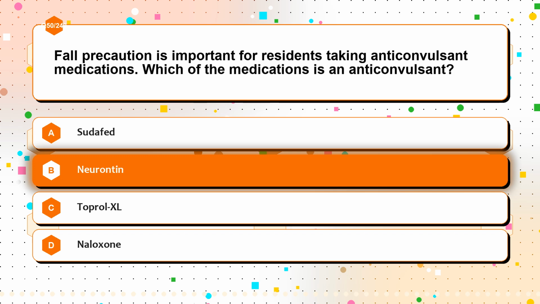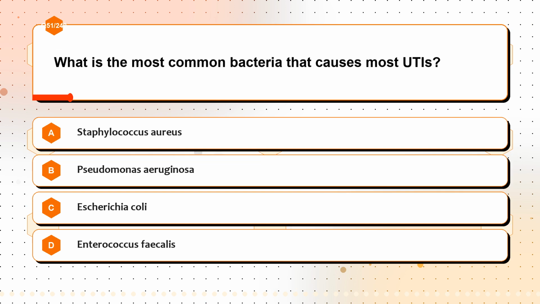The correct answer is option B, Neurontin. Question 51. What is the most common bacteria that causes most UTIs? Here are the options. Option A, Staphylococcus aureus. Option B, Pseudomonas aeruginosa. Option C, Escherichia coli. Option D, Enterococcus faecalis.